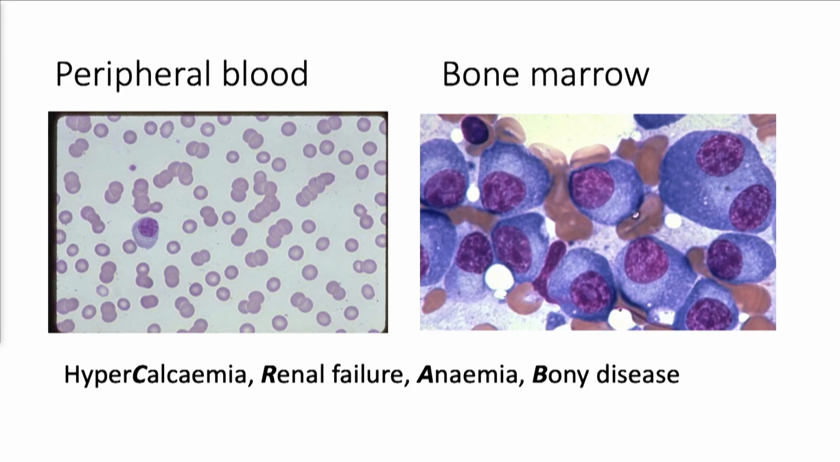So Mrs. MM went on to have a bone marrow biopsy, and on the right-hand side, you can see a picture of the bone marrow aspirate there, and it shows lots of plasma cells. So plasma cells are the key malignant cell in multiple myeloma. And normally in the bone marrow, all of us have plasma cells.